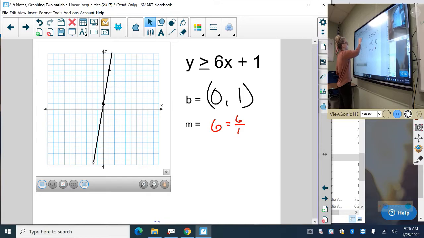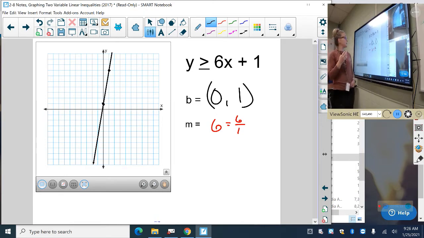So that is a solid boundary line right there. It looks different than the one earlier because that one was a less than symbol. Now this one is greater than or equal to. So if you think about it, greater than or equal to, I'm going to shade above the line.